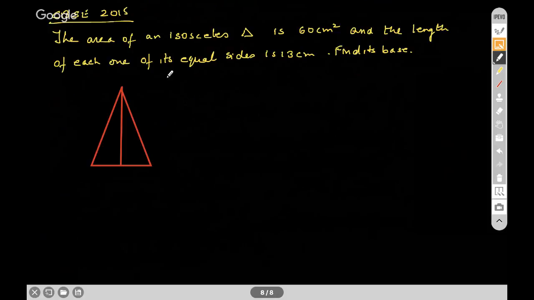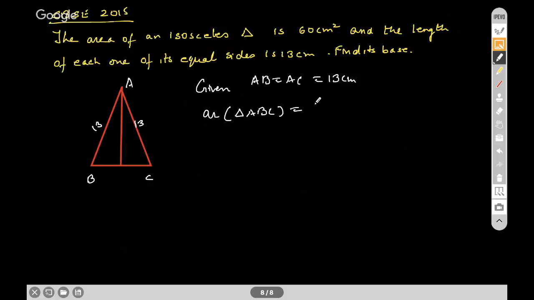Now, what is given? Right. So each of the equal sides is 13 centimeter. So let's say A, B, C. So what is given? Given is AB is equal to AC is equal to 13 centimeter. Okay. And area of triangle ABC is equal to 60 cm square. Okay. Now I have to find what? BC.